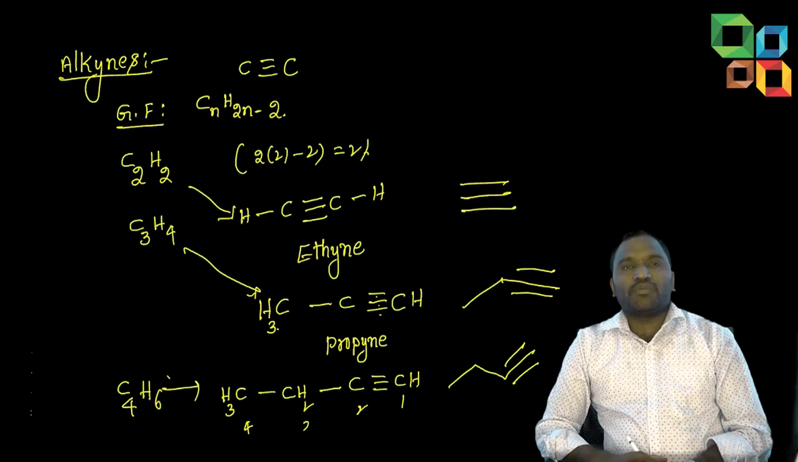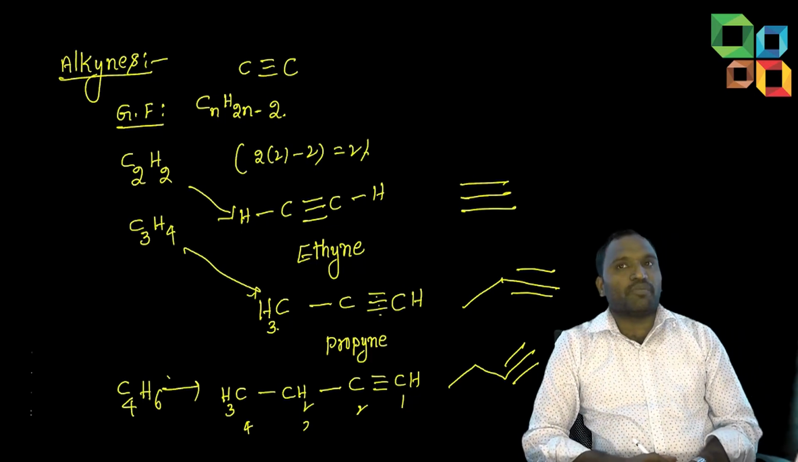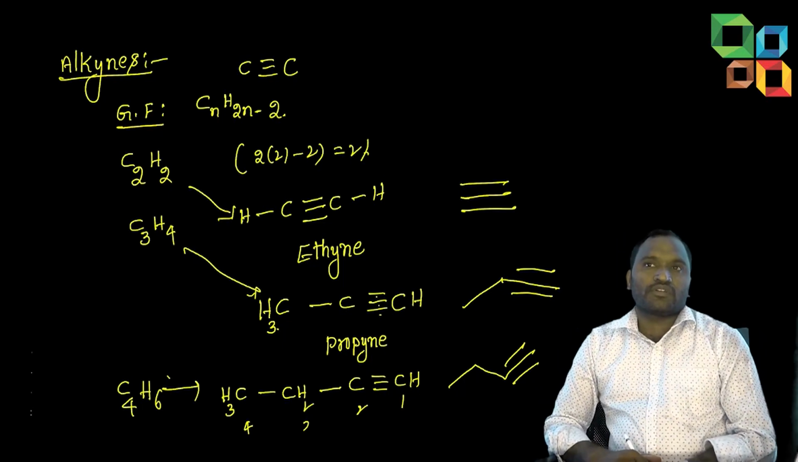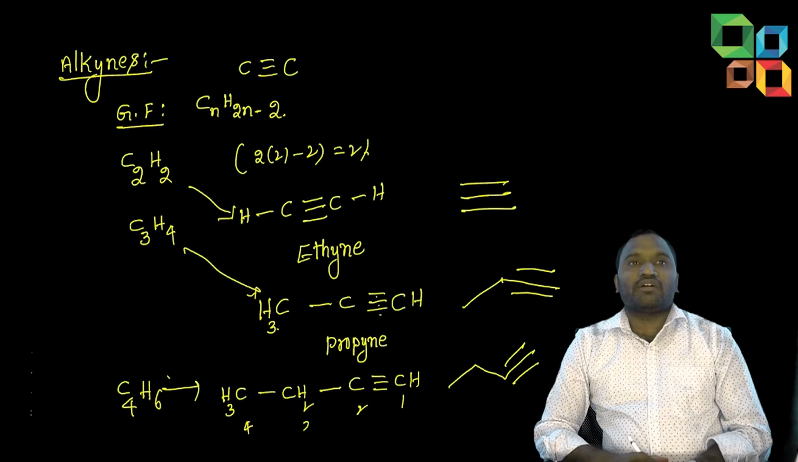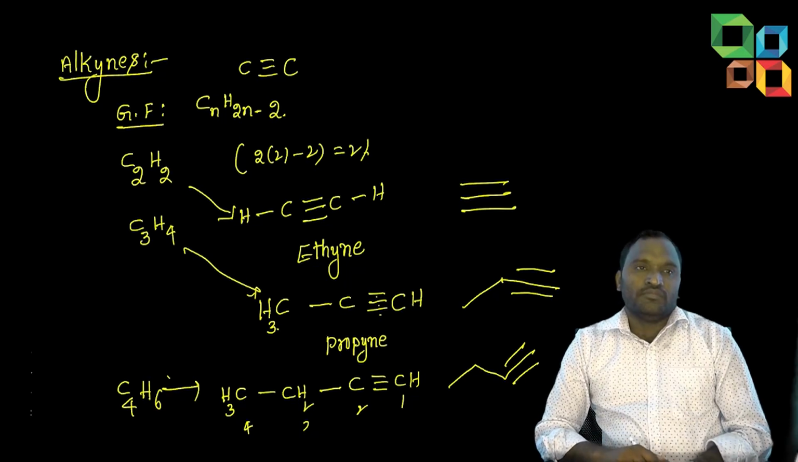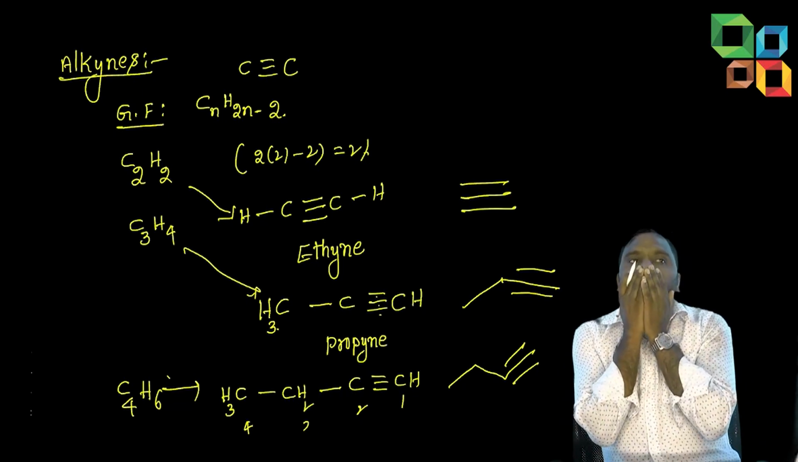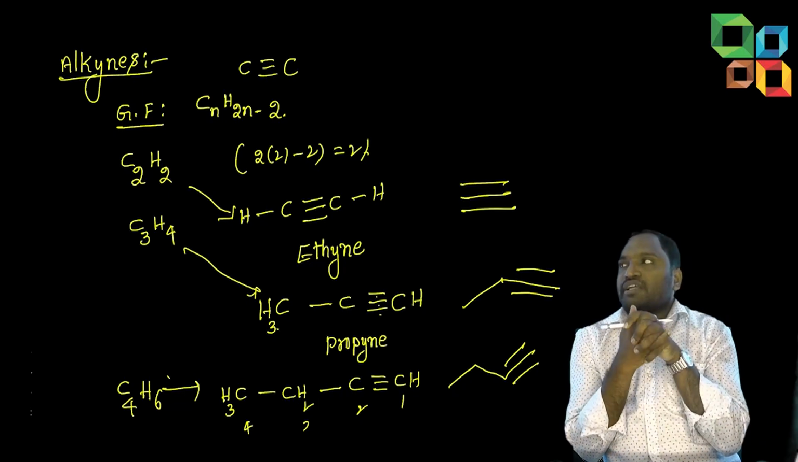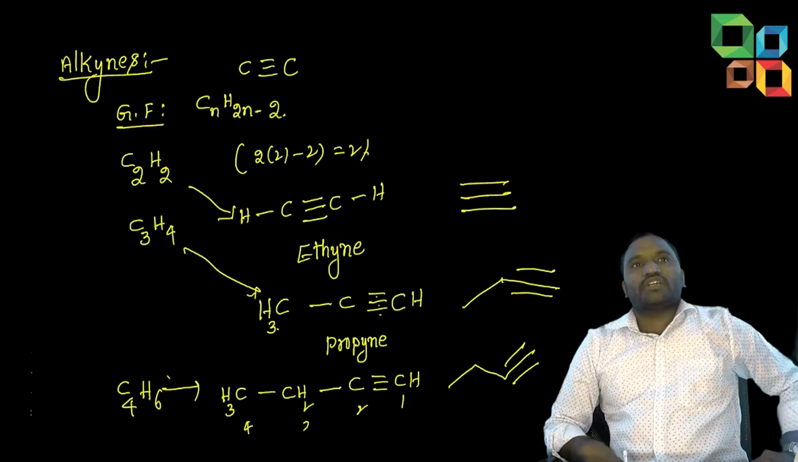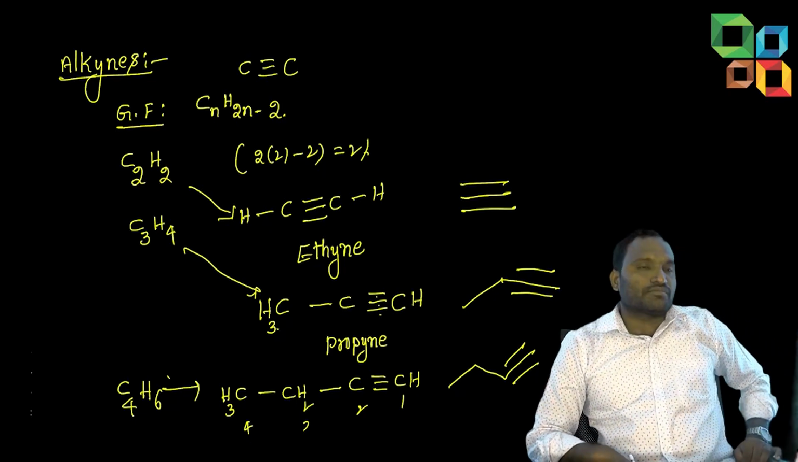If it contains both double and triple bonds, at that time we won't mention alkene or alkyne. We'll give a combined name; I'll explain that when we come to it. At that time we'll simply say it is an unsaturated hydrocarbon. Unsaturated hydrocarbon, only so much.